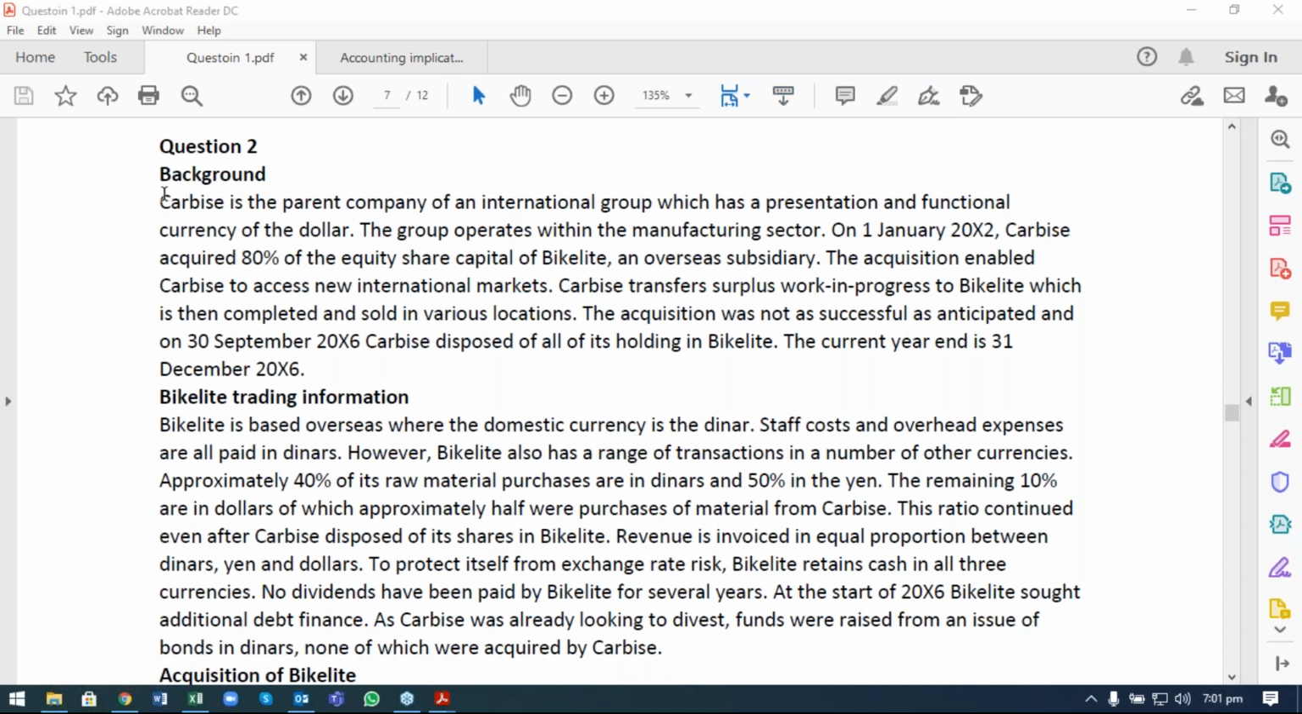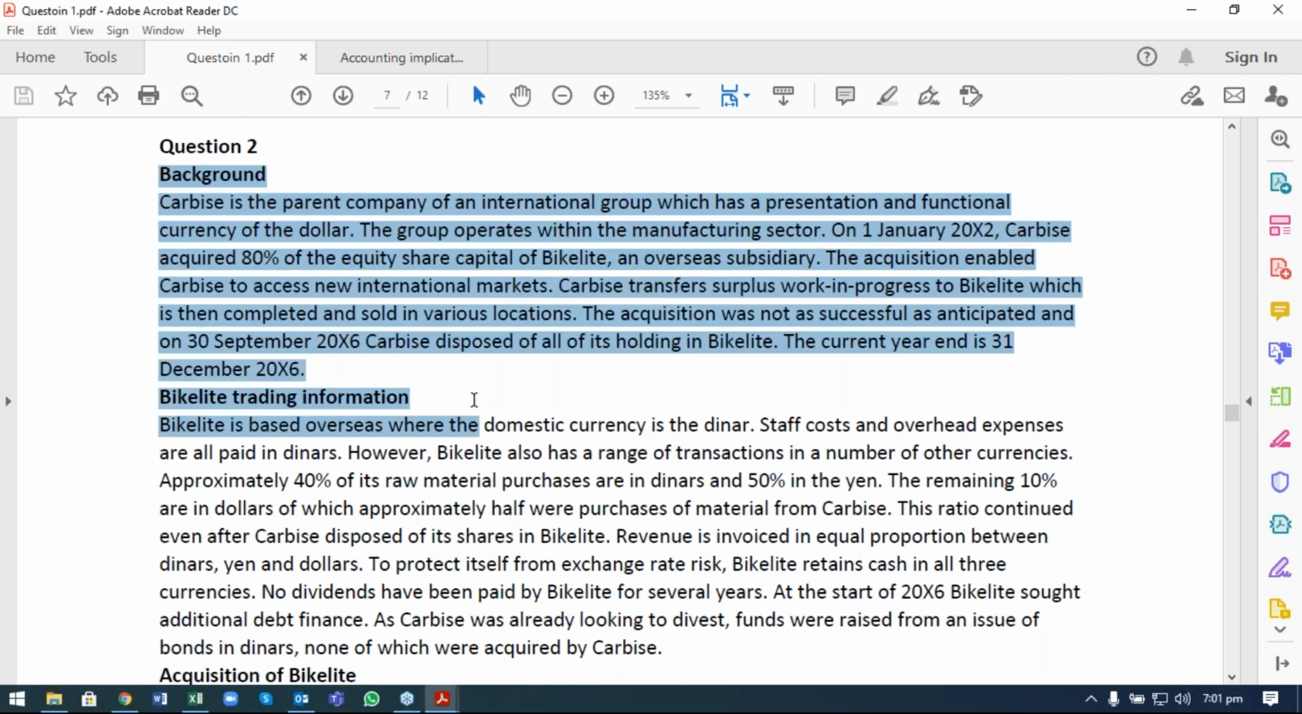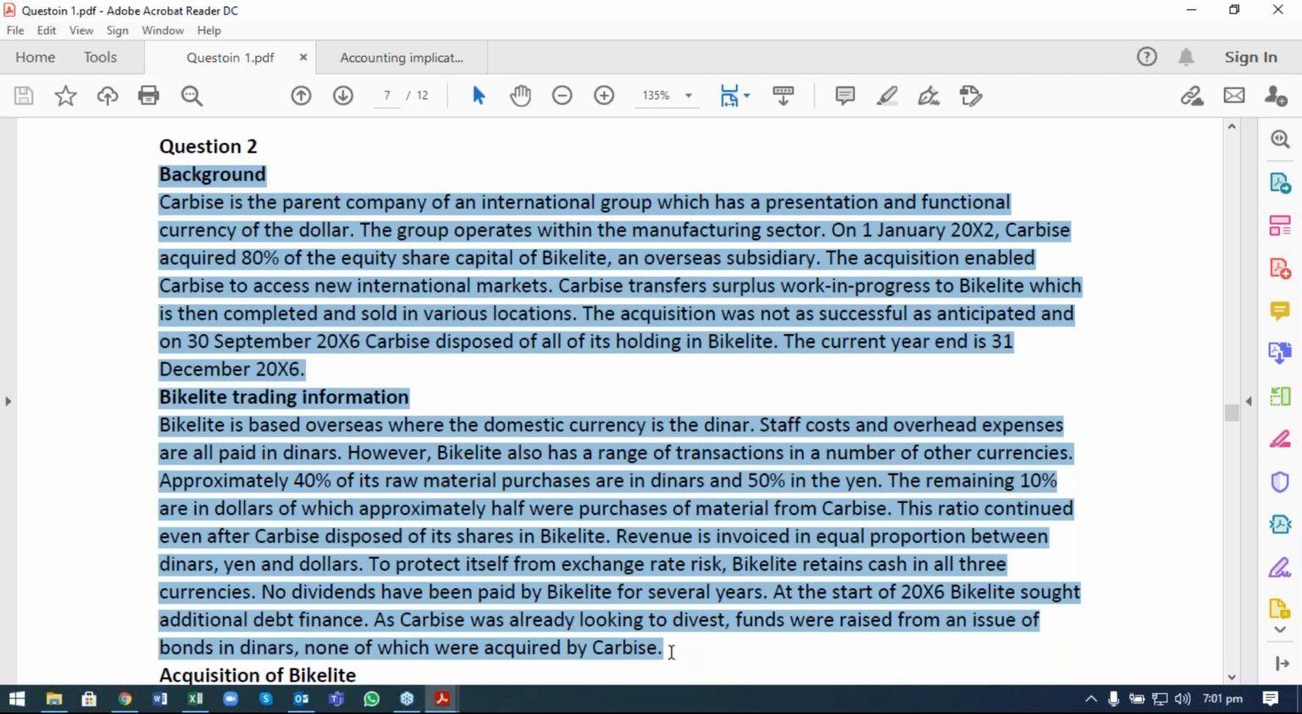So I have concluded another question with respect to the first section of our paper, the consolidated section. This question is specifically related to the acquisition of a foreign subsidiary and its disposal and its accounting aspects related to all the foreign exchange gains and losses that might arise on a foreign subsidiary.